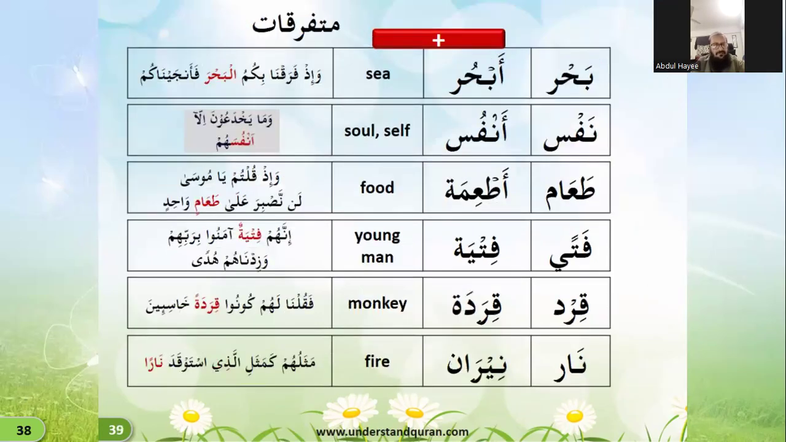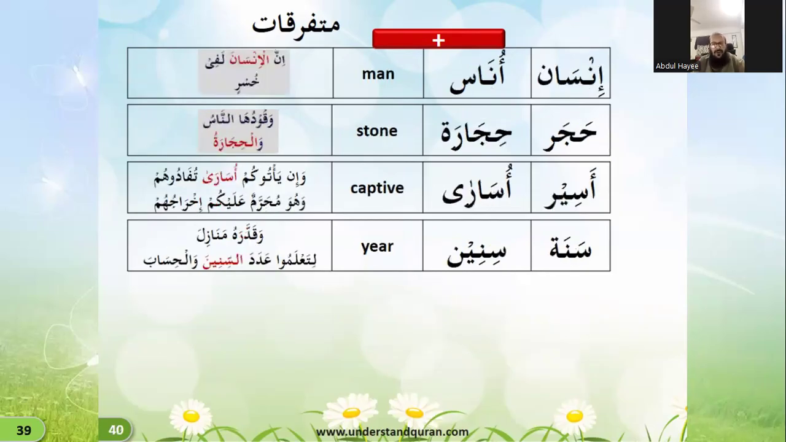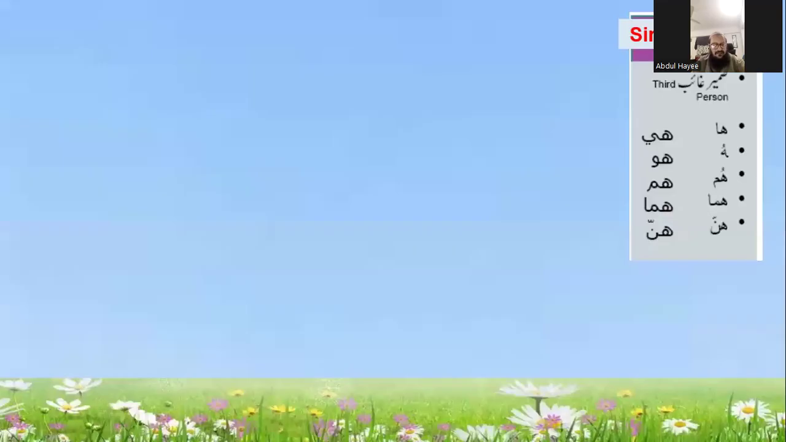There will be different patterns. There are more than 25 patterns. So let's take the important ones. Bahr abhur, nafs anfus, tam atima, fita fitya, fikr kirada, nar diran. Insan unnas, hajar hijara, asir usara, sana sani.